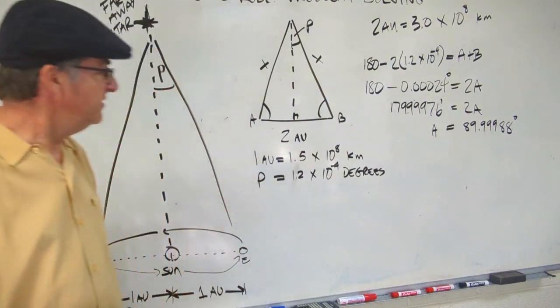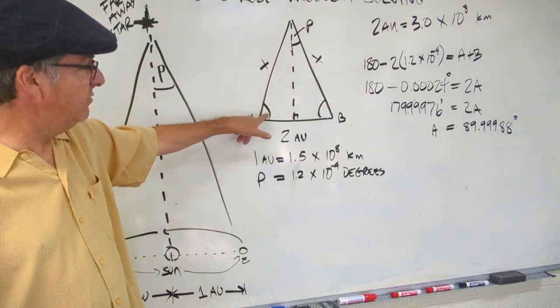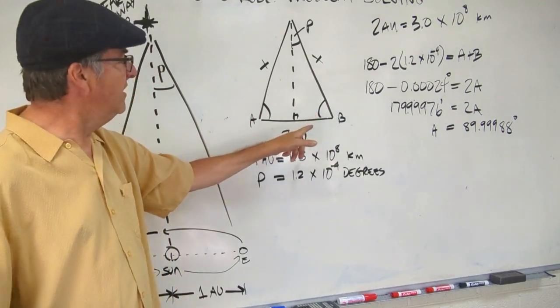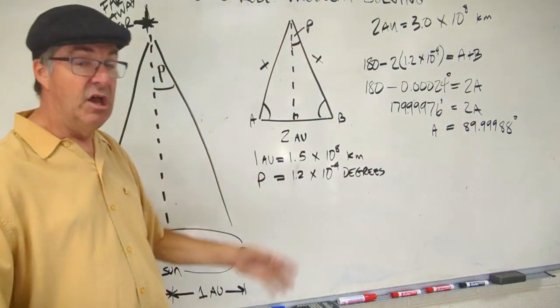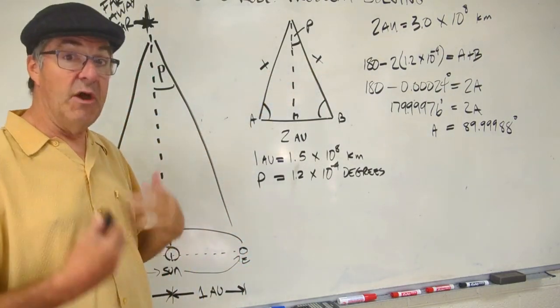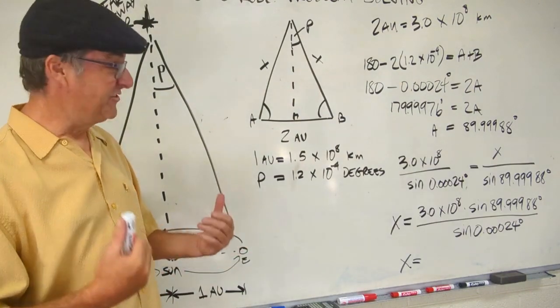Okay? All right. So now what I want you to do, now that you have angle A, which is also angle B, you know that this is 2 AU right here, and then you know what the whole angle at the top is going to be: twice P. You could write a sine rule equation that will help you solve for X. So go ahead and pause the video and do that. All right, let's see how you did there.